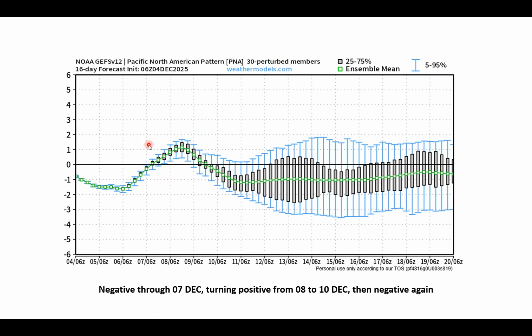NOAA GEFS v12 PNA 30 perturbed member forecast. This one goes out to the 20th of December as well, showing a negative PNA through the 7th of December, then becoming positive from 8 to 10 December, that very brief window, and then back to negative again after that through the 20th of December.